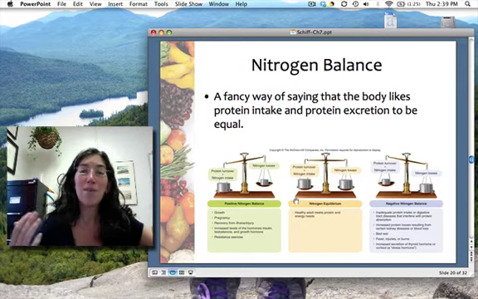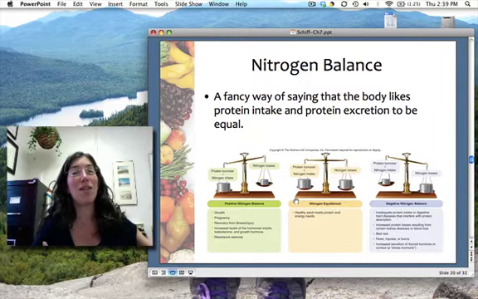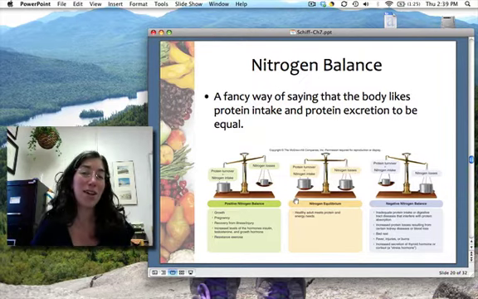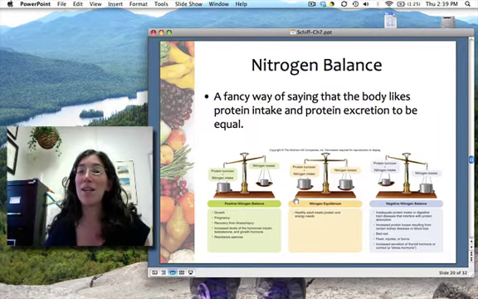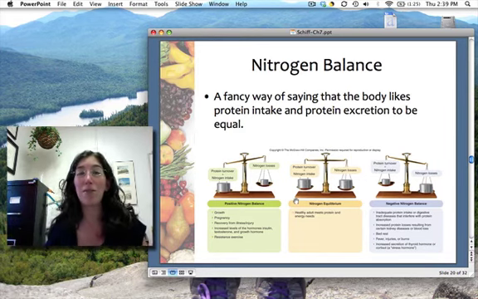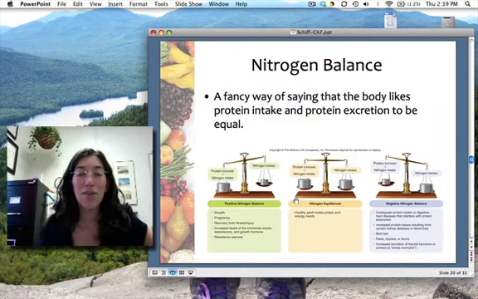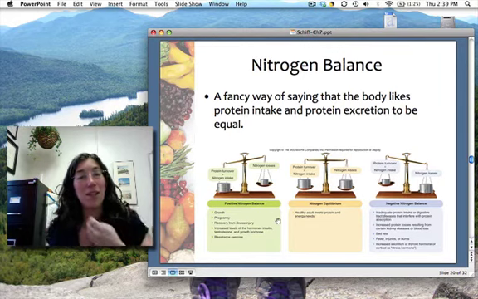Now, there are certain times in life where your body needs more protein, and so it's going to save and stock up on protein and excrete less. Okay, so those periods of time are anytime you're going through growth, whether it be a growth spurt, or muscle growth, or recovery from an injury, pregnancy. All of those times your body will actually be in what's called positive nitrogen balance, where your body's keeping more protein than it's getting rid of.